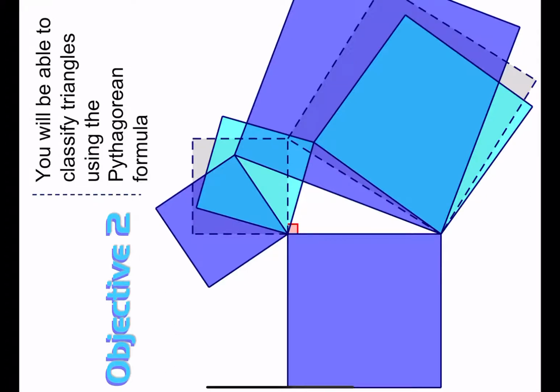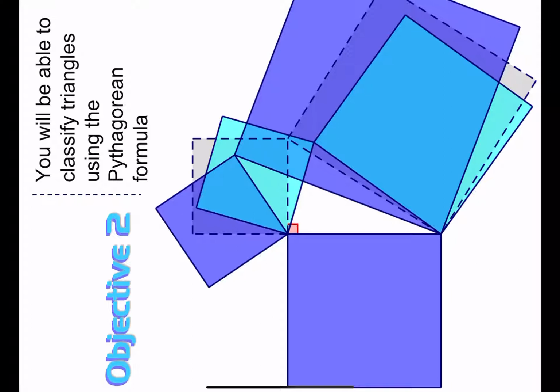Continuing our discussion of the converse of the Pythagorean theorem, we have objective 2, where we're going to be able to classify triangles using that Pythagorean formula. What I mean by that is the converse of the Pythagorean theorem basically told us whether we had a right triangle or not. But what if c squared is not equal to a squared plus b squared? What kind of triangle do we have?